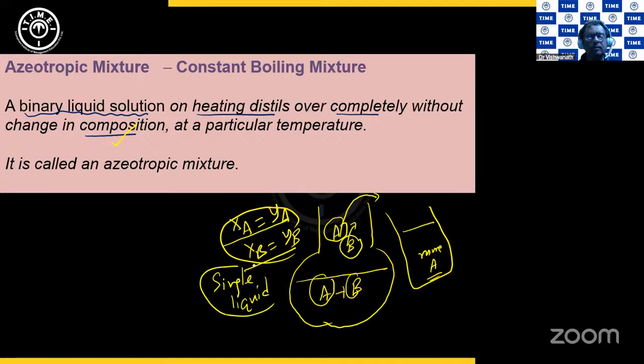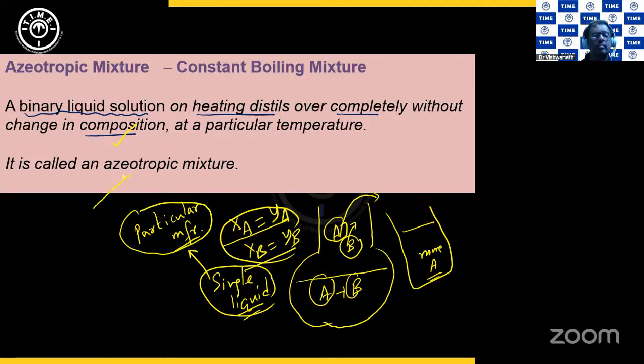When you have a mixture of liquids, there will be different tendencies to go into the vapor, but then this is behaving as a single liquid. But behaving as a single liquid happens at a particular mole fraction. It will not happen at all mole fractions. It will happen at a particular mole fraction. And that particular mixture, which does not distill with a change in composition, is called an azeotropic mixture.